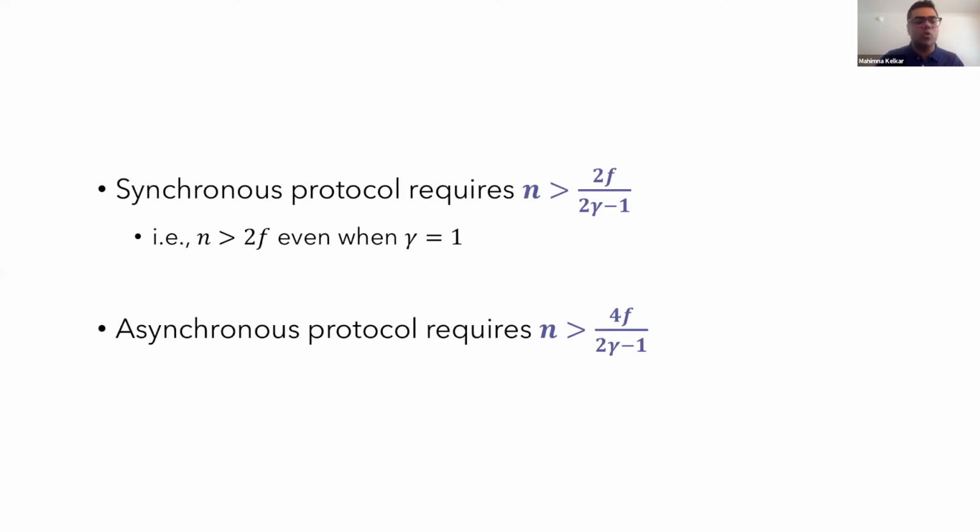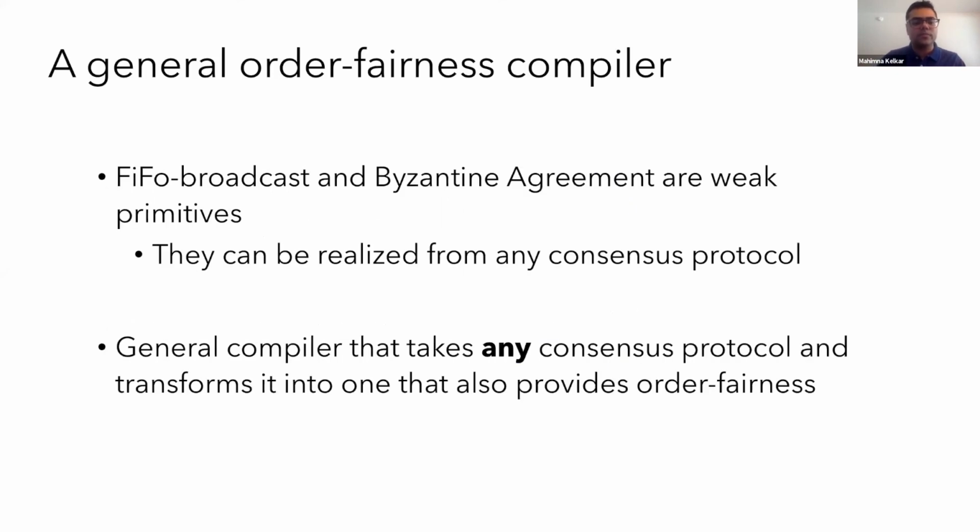The synchronous protocol works when n is greater than 2f over 2 gamma minus 1, where f represents the number of Byzantine nodes that we have in the permissioned setting, and n is the total number of nodes. So we have n greater than 2f, meaning we need an honest majority, even when gamma equals 1. And the asynchronous protocol requires n greater than 4f over 2 gamma minus 1 nodes.